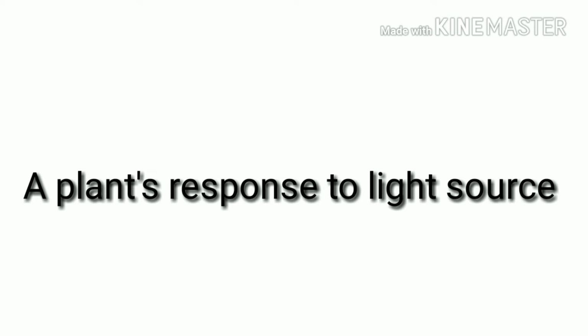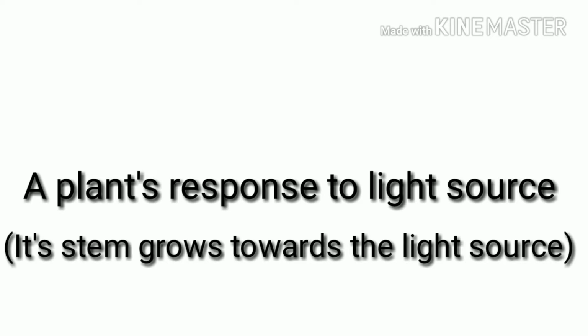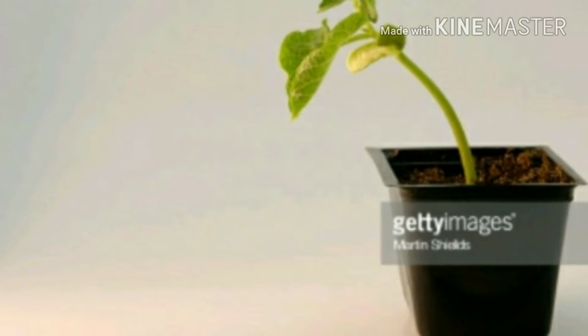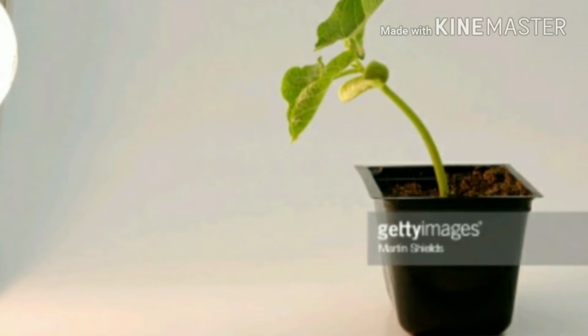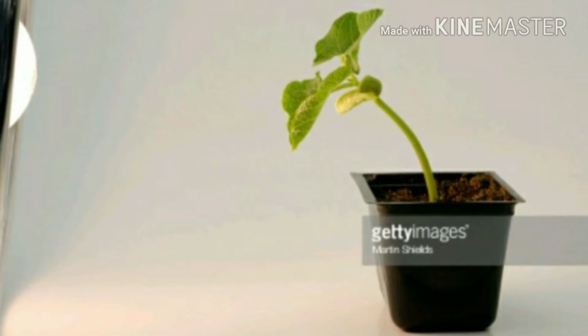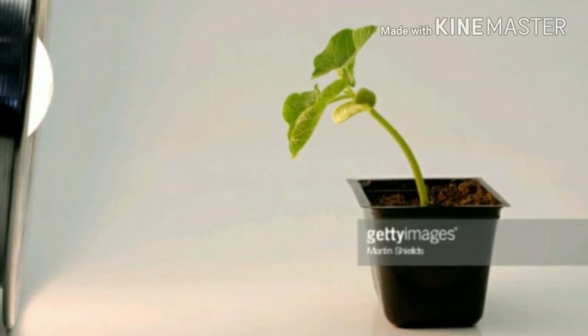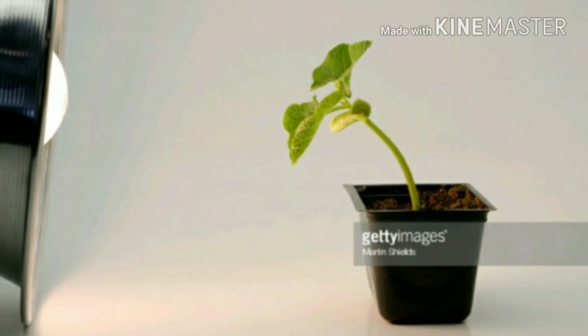I'm about to break it down and give you the definition of this word. The definition is a plant's response to a light source, which basically means how it grows, like photosynthesis. And don't forget that its stem grows towards the light source. So if you put a plant in the window where the sun is shining on it, or in front of a lamp, chances are the stem will bend.